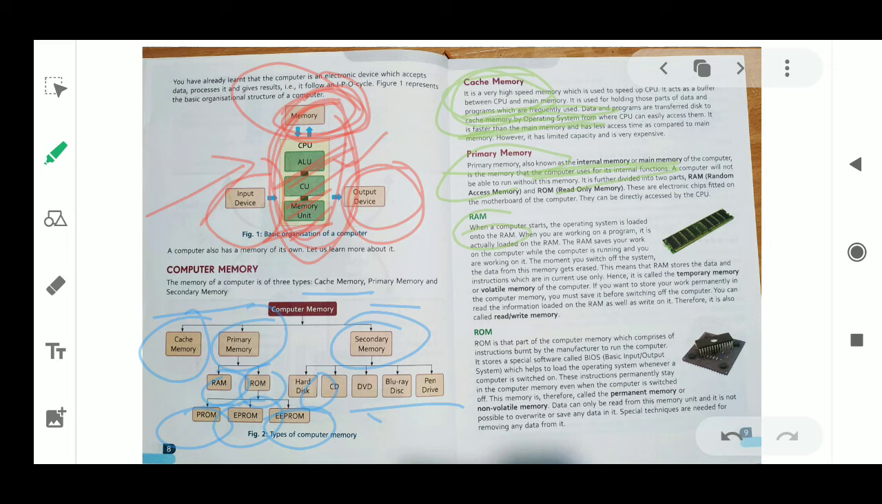Sometimes this RAM is also called temporary memory. RAM is also called temporary memory.